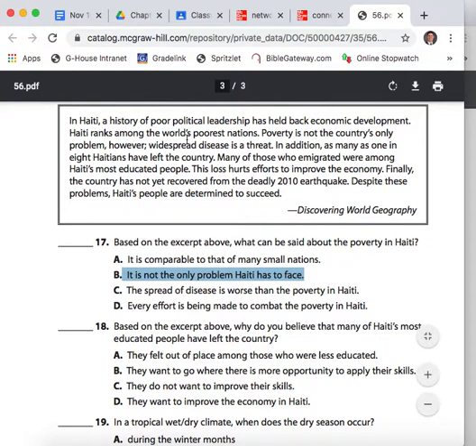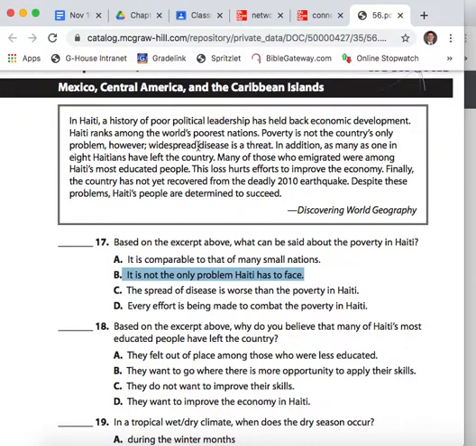Obviously, they're one of the poorest nations, and their poverty is a problem, but widespread disease is a problem. Political leadership is a problem. The people who are educated leaving is a problem. So it's pointing out multiple issues besides the fact that it's one of the poorest nations, unfortunately.